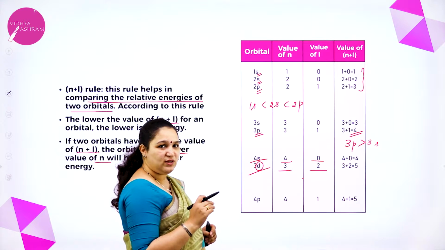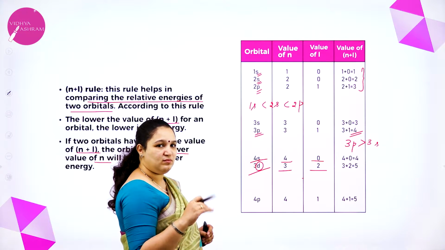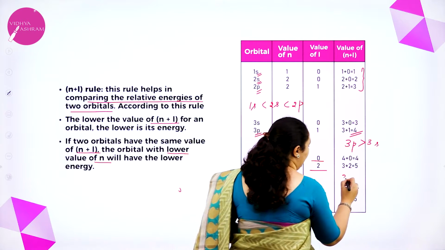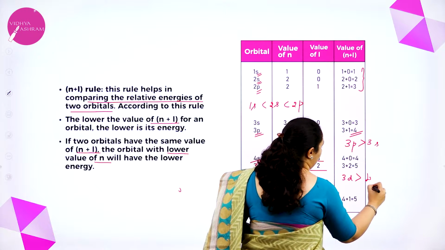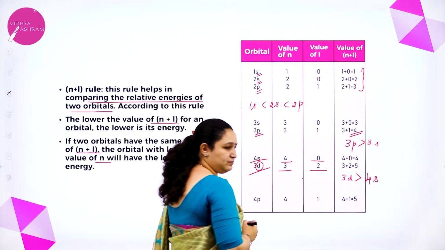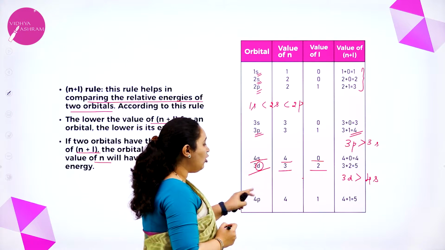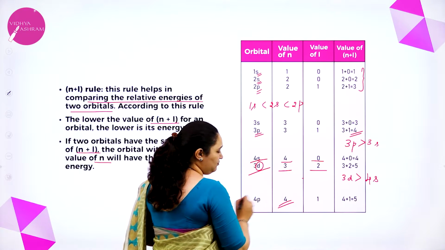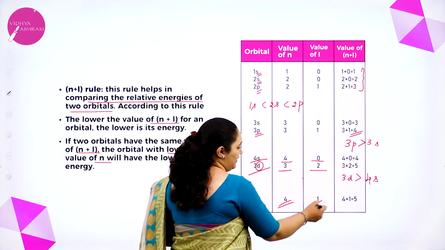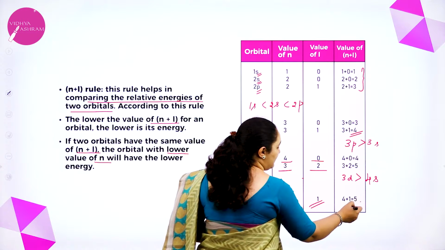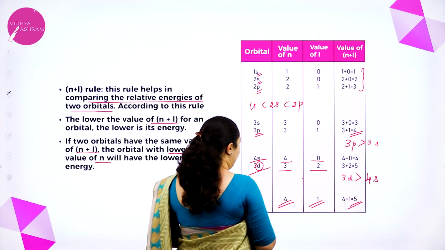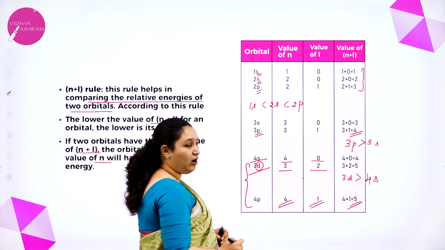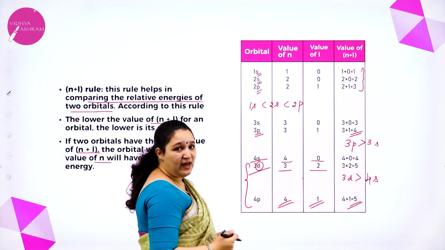Don't come to the conclusion that when the N value is more, the energy is more. No, not exactly. You can see here 3d has got more energy than 4s. Correct? Here we have 4p also. Here 4 is the N value, p means L is 1, so 4 plus 1 is 5. Now if I take 3d and 4p into consideration, which has got higher energy?